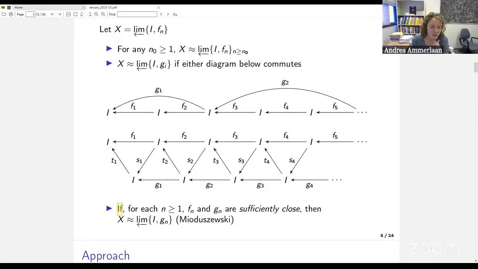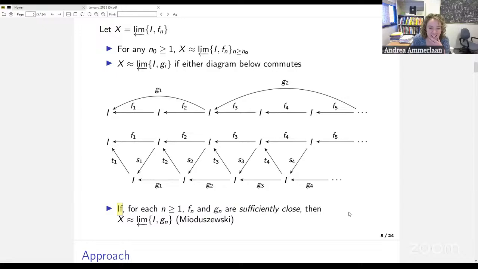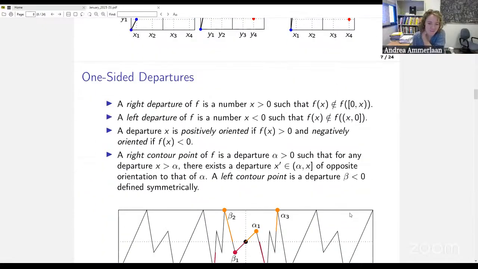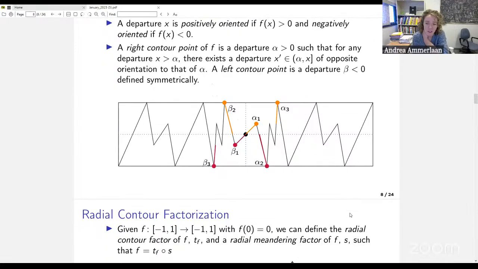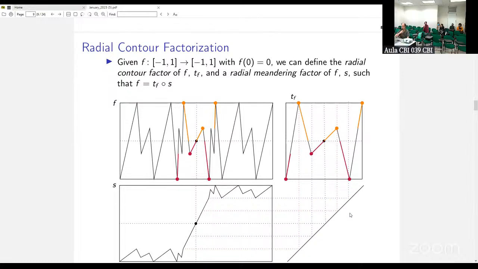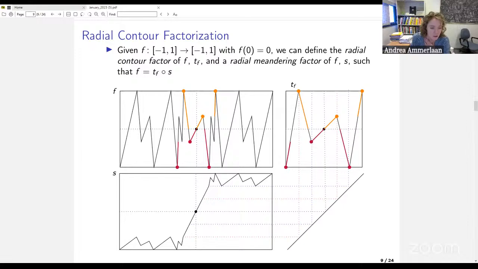Which function? Sorry. I don't remember how you call them, but for each function f, you defined t subscript f. Yes. Yeah, the radial contour factors. I probably should have dwelled on those longer. Radial contour factors. Yes. So this is what you're asking about?